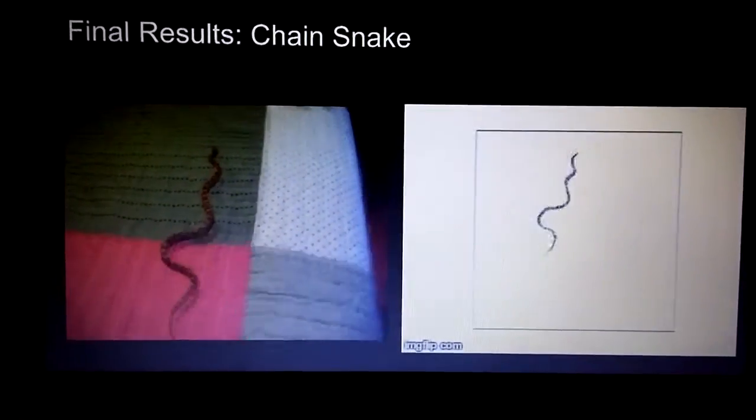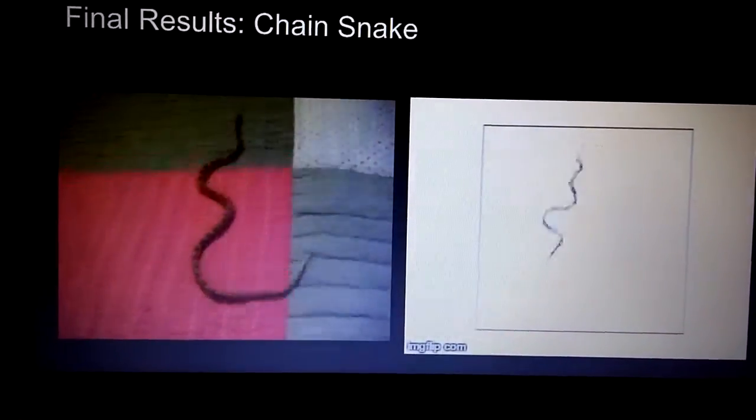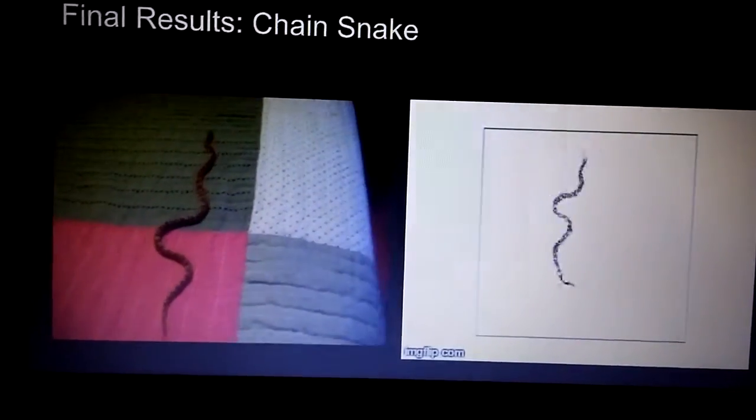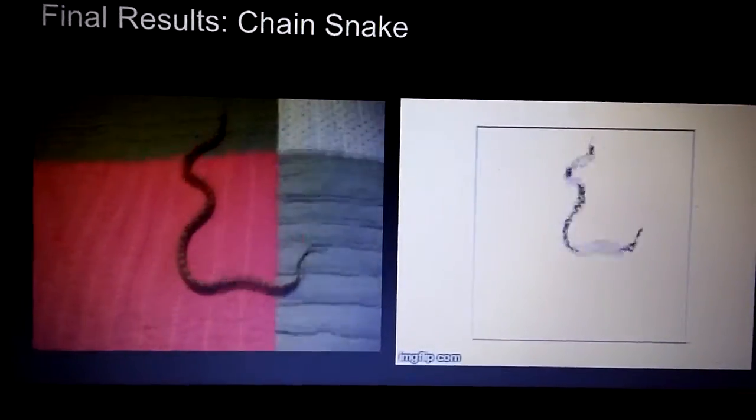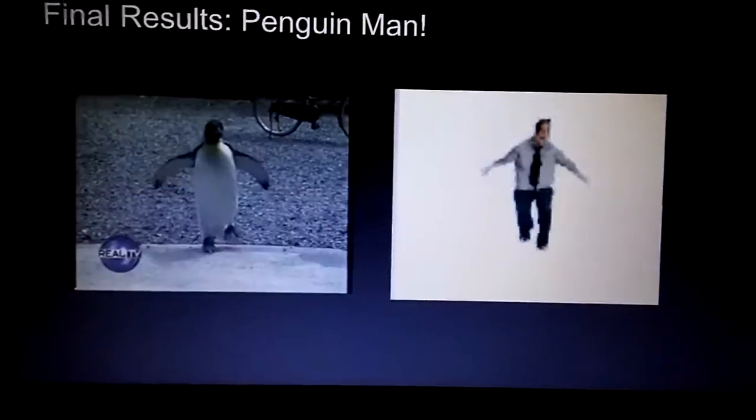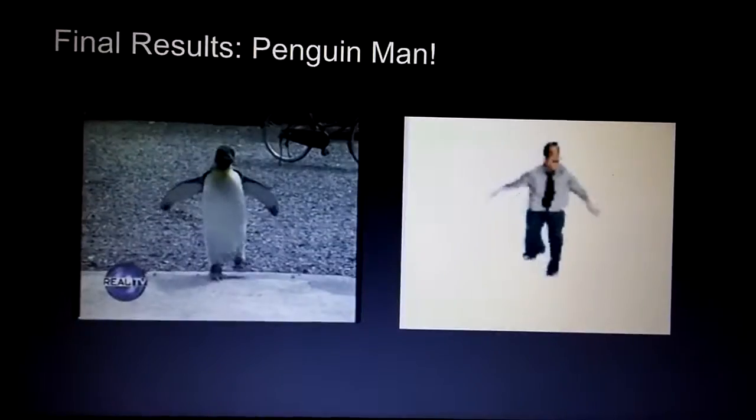Okay, and so here are the results that I got. This is the animation of the snake. I think the GIF that I made is a little bit too fast, but it has the motion of the snake captured, even though it doesn't look like it's moving because there's not a background. And here's the animation of the penguin man.